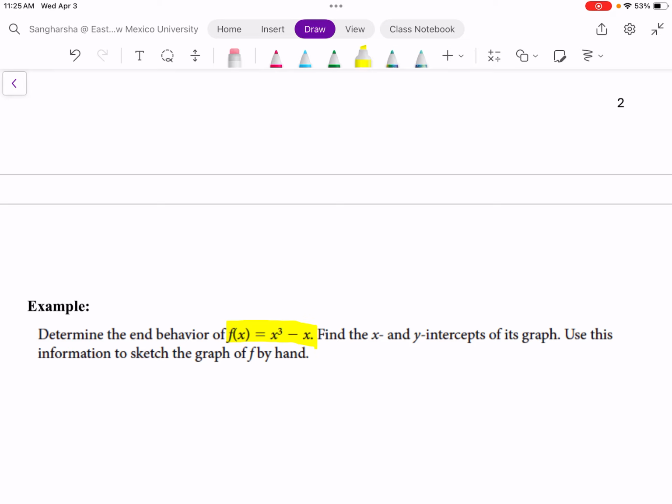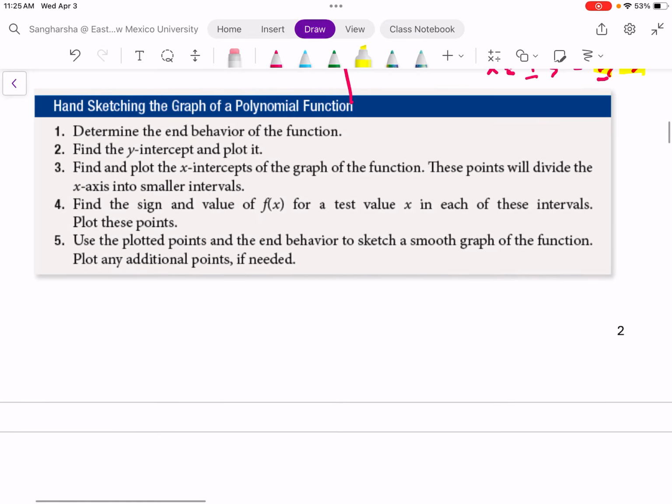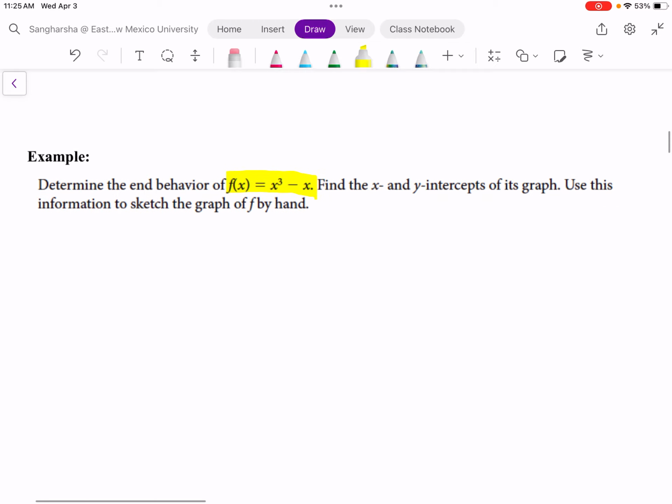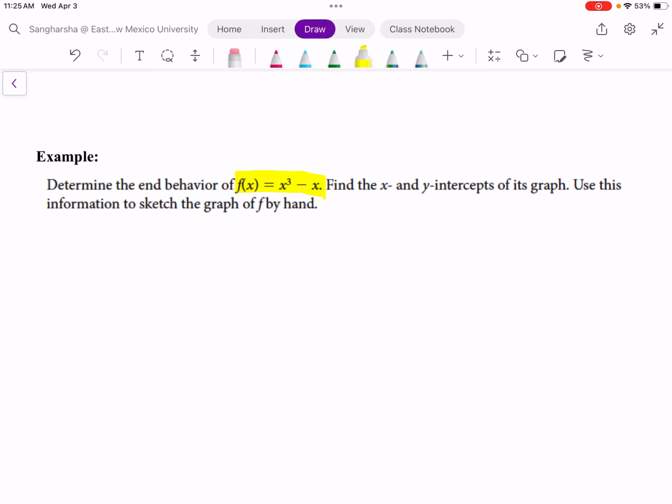The very first step is to determine the end behavior of the function. So we want to know the graph of this function on the left end and right end. That is the end behavior. Finding the end behavior means we want to know how the function behaves on the left side and the right side. For that we need the degree of the leading term.